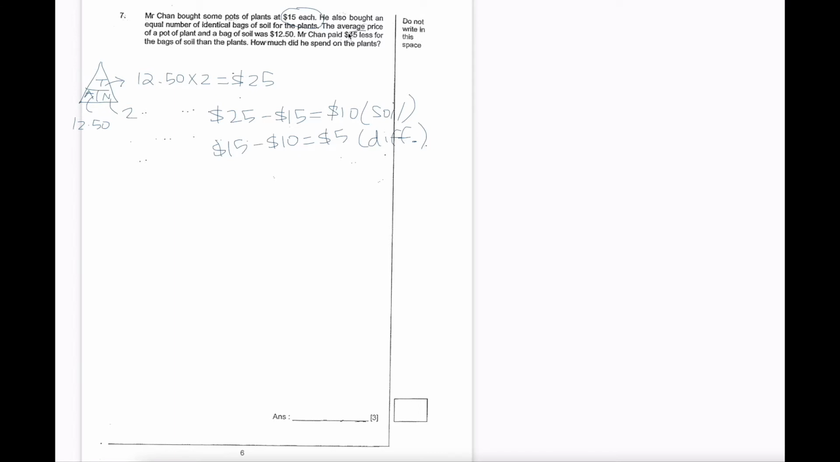So Mr. Chan paid $45 less for the soil, which is correct because the soil costs lower, it's cheaper. Okay, so we just need to take 45 to divide by 5 to get 9. Alright, so he bought 9 plants or soil. Okay, because it's the equal number. Okay, he bought equal number of plants and soil. So how much did he spend on the plants? Plants is how much? $15. That's it. And our answer will be $135. 3 marks. Okay, let's move on to question 8.